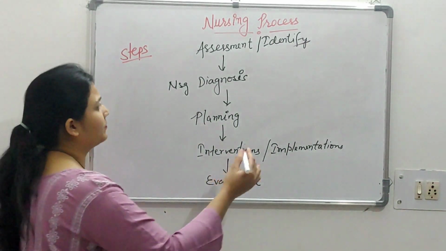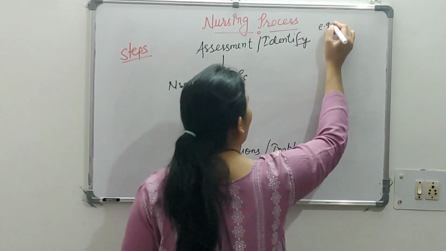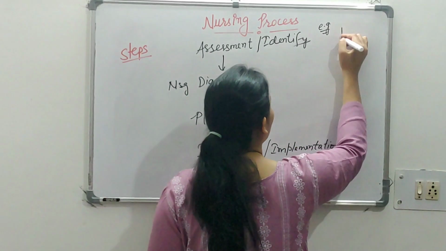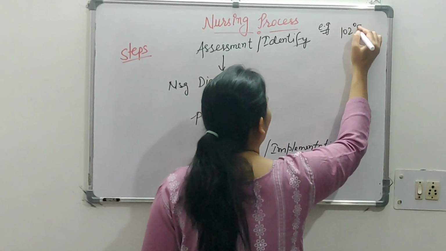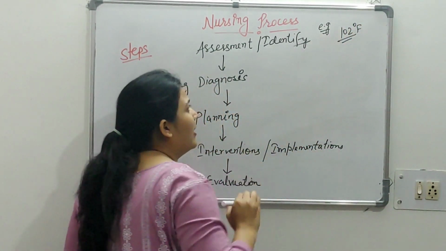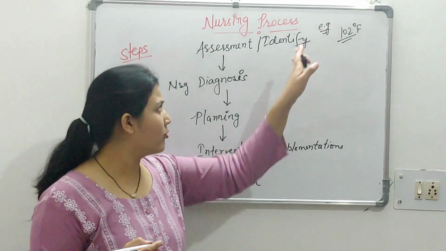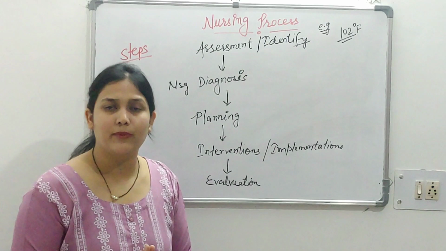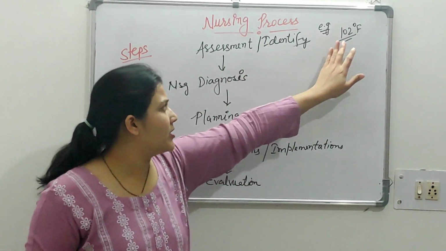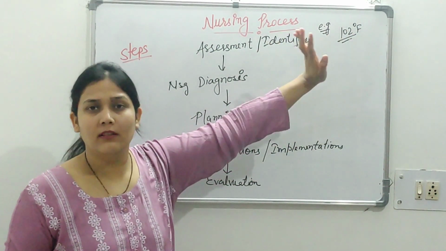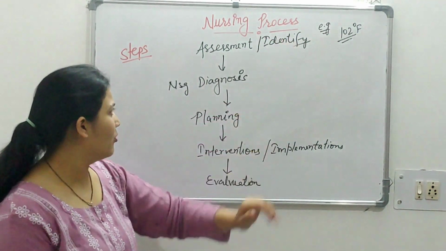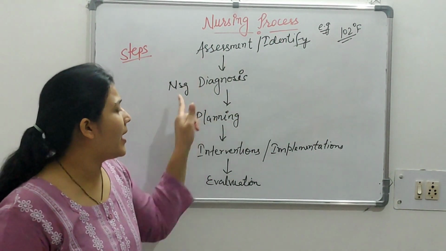For example, a client came to you and the client is telling that the client is having fever of 102 degree Fahrenheit. ठीक है? So whenever client is coming, what we have to do, first we have to assess. So what we have assessed, we have checked the body temperature of the client. So the temperature was 102 degree Fahrenheit. It was the temperature of the client when the client came to you. Then we have to make diagnosis.